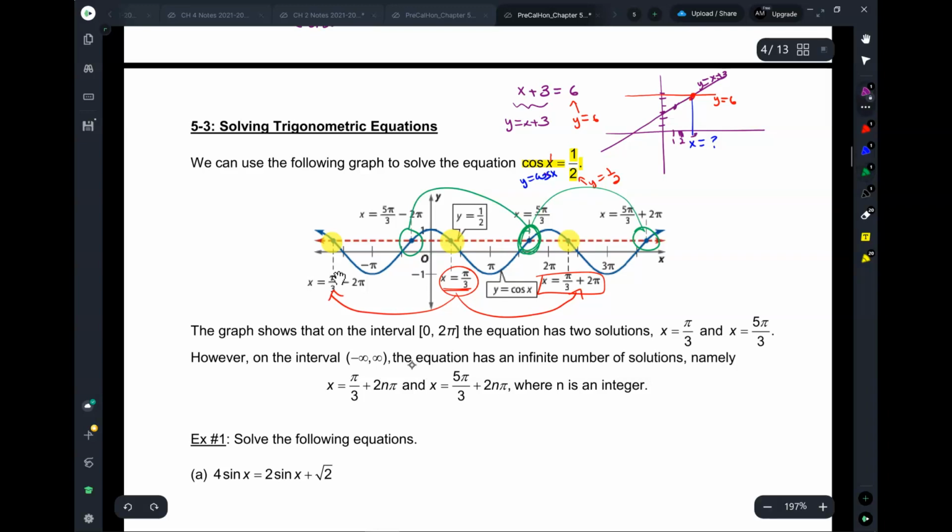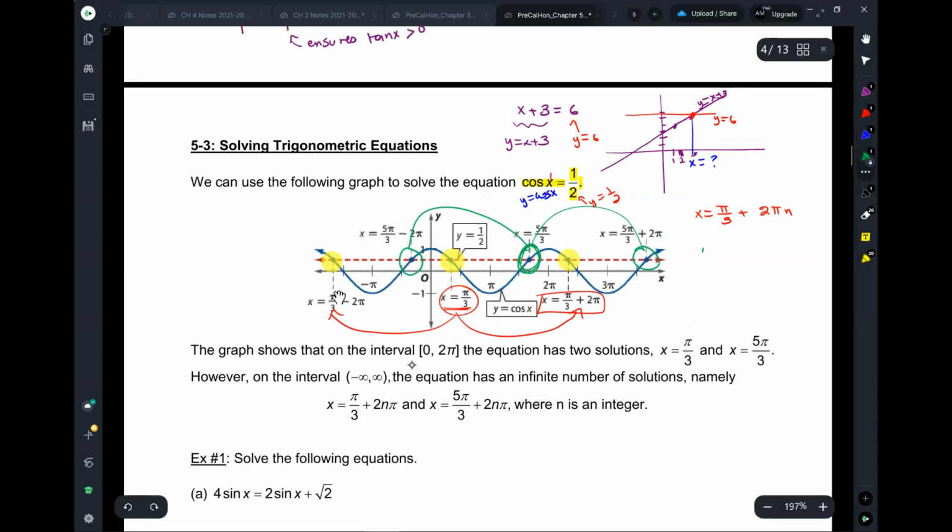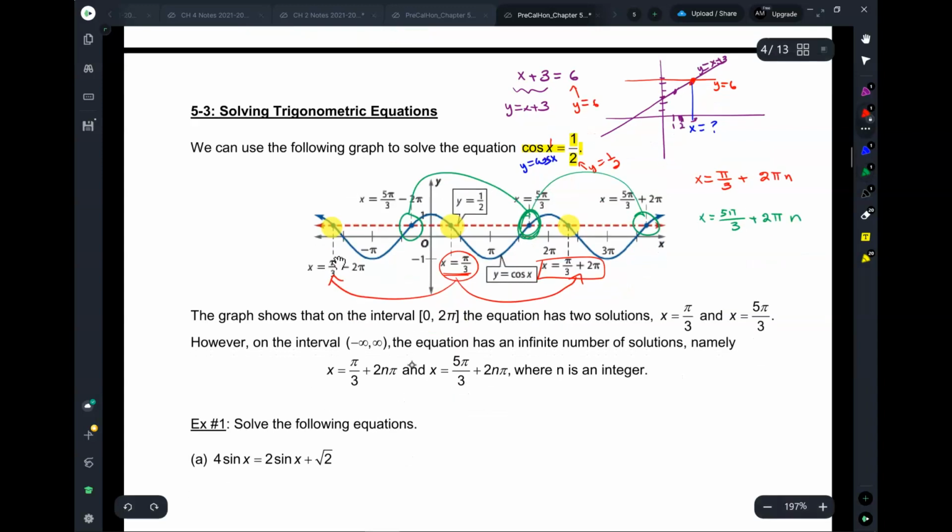So if you were to write all of these solutions, what would they be? Well, first we have pi over 3 plus 2 pi n, 2 pi n meaning you can add numerous 2 pi's. And then another solution is 5 pi over 3 plus 2 pi n. Okay, that's how we write them. And then you're like, wait, is it plus or minus? We leave it normally as plus because we say n can be positive or negative integers, right? So that takes care of it all.